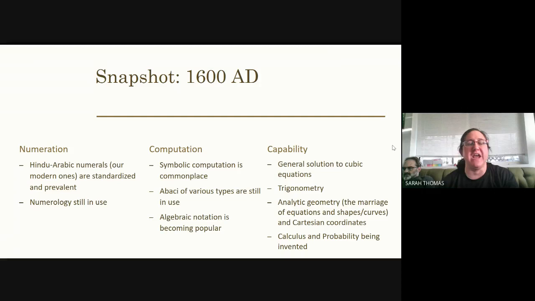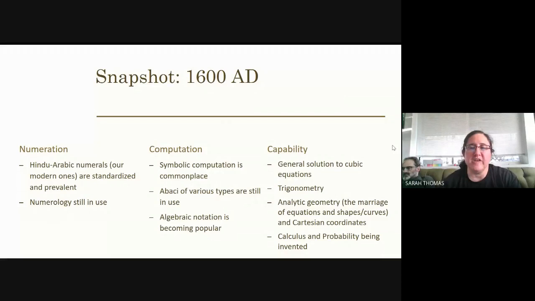There are still lots of abaci in use, lots of different types. They have a different type in Russia. They have a different type in Italy. They have all different types. Algebraic notation is becoming popular, but it doesn't look like the one we have today.